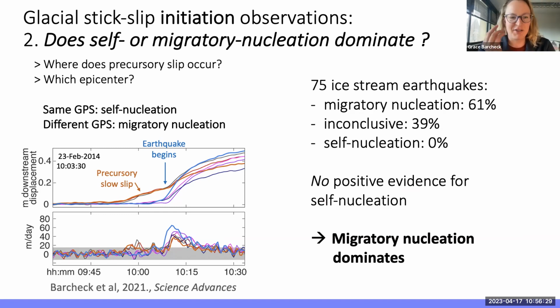So this glacial fault, which has abundant slow slip precursors before these glacier-wide slip events, predominantly shows a migratory style nucleation or initiation process. If migratory nucleation can happen pretty much every single time there's a slip event here, it probably can happen on earthquake-hosting faults as well.